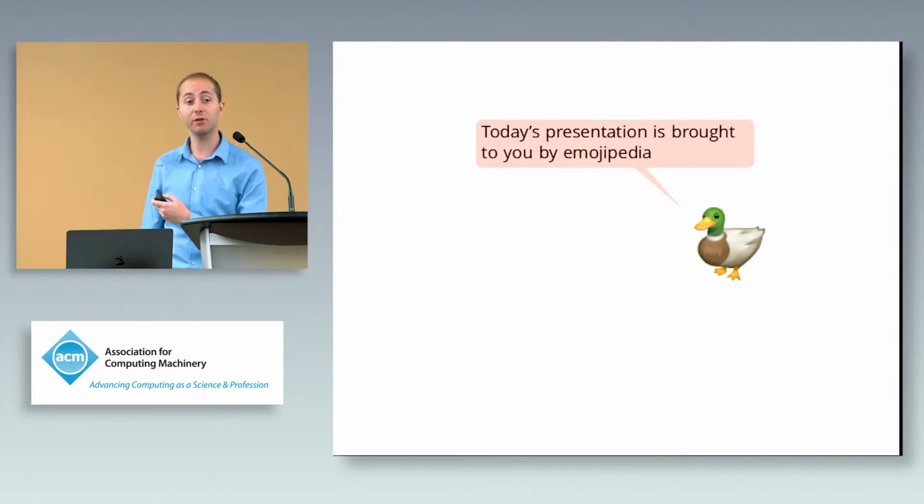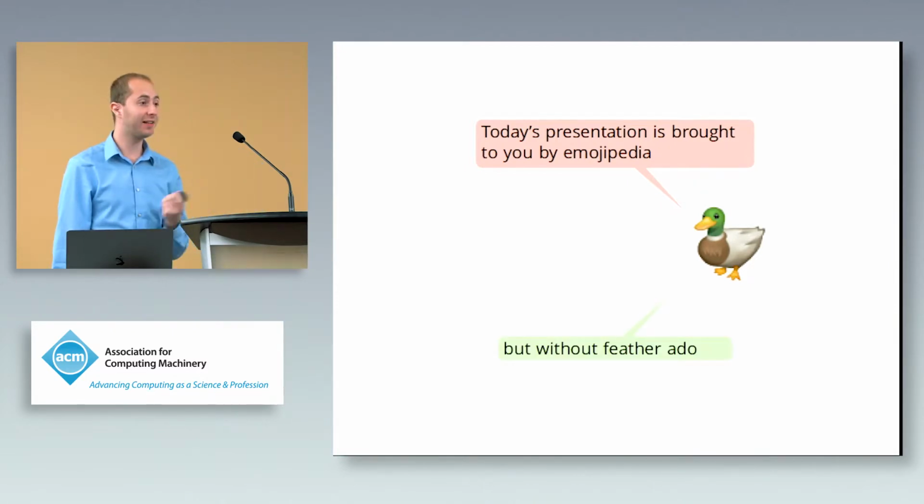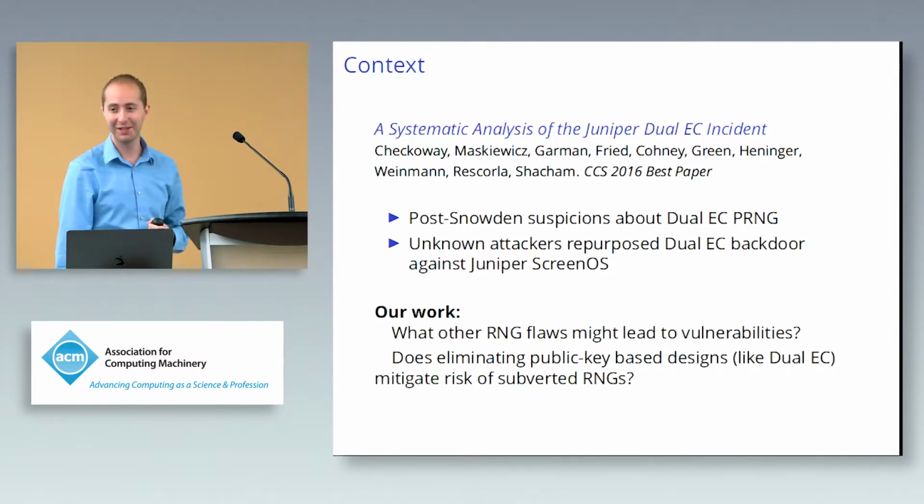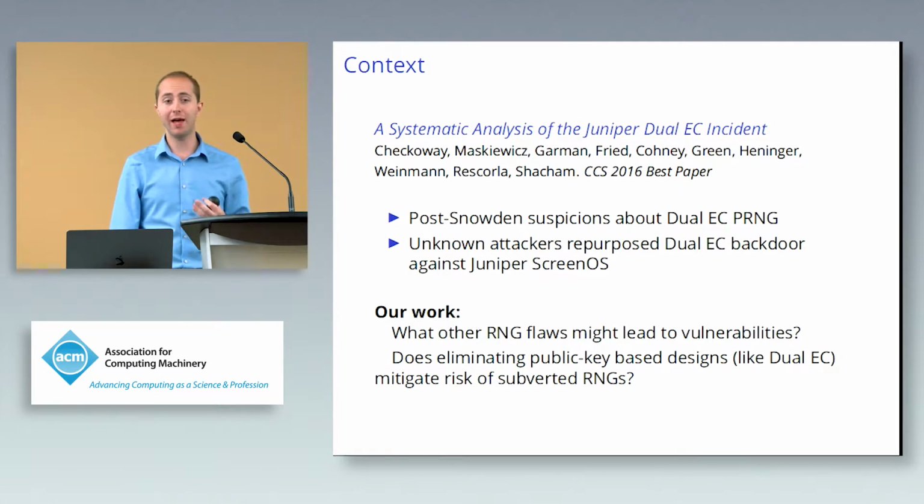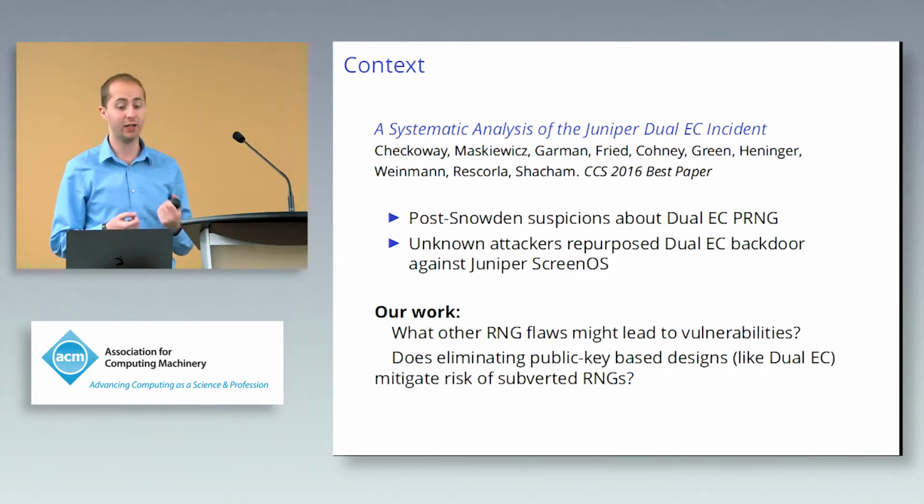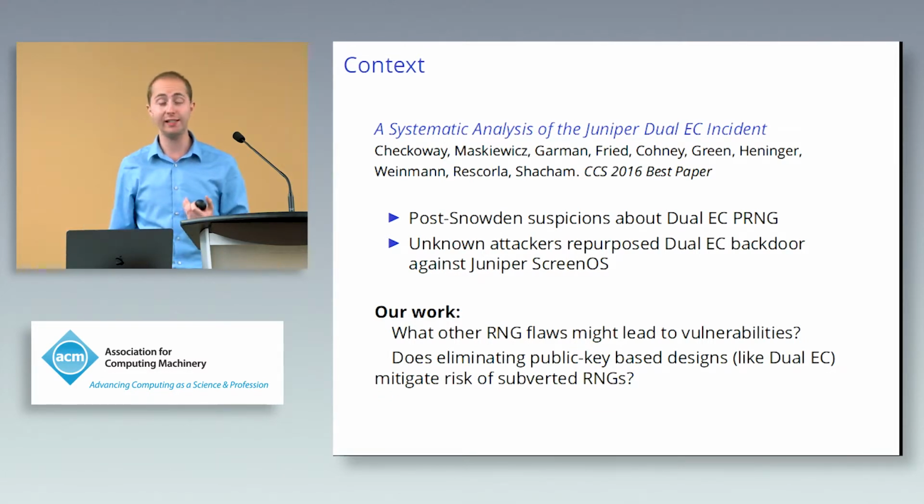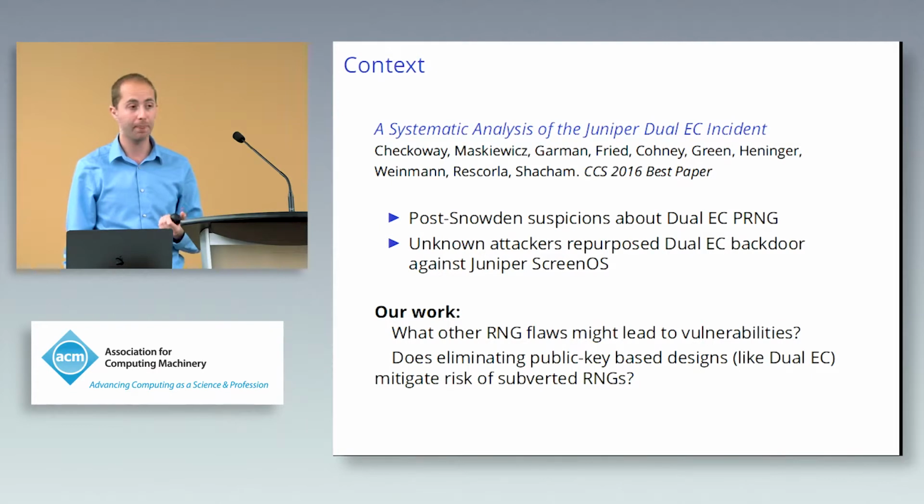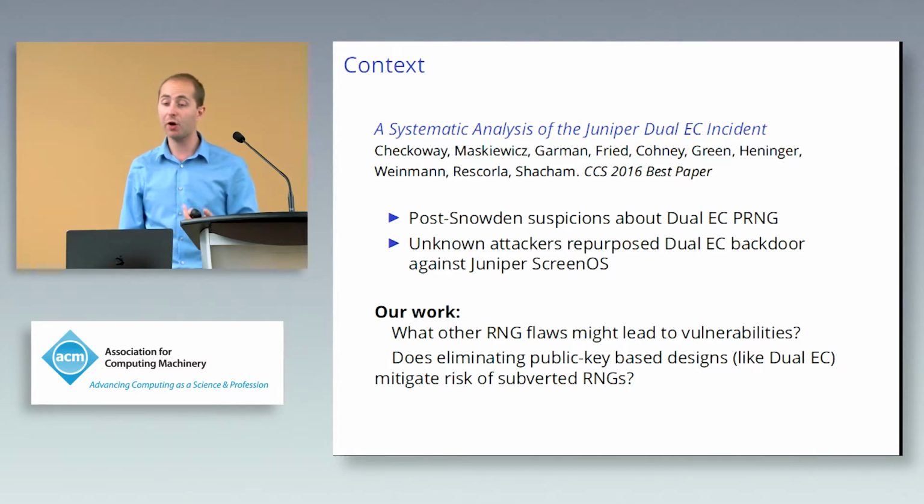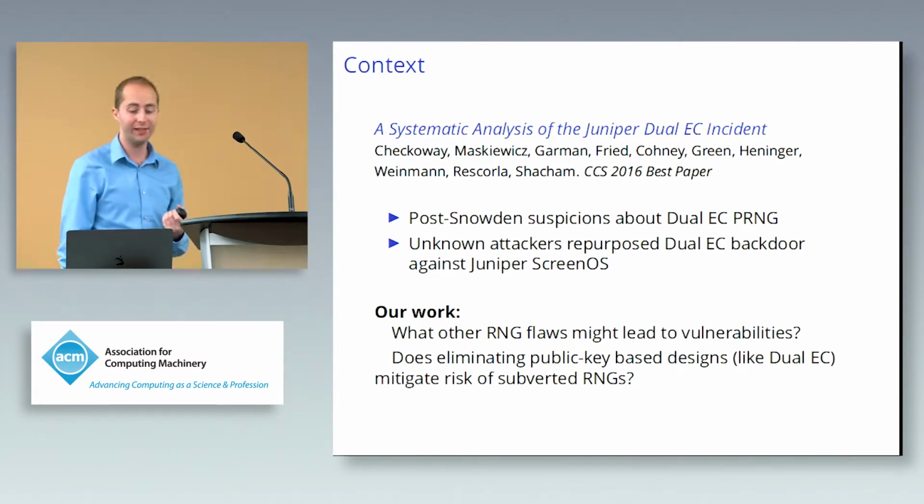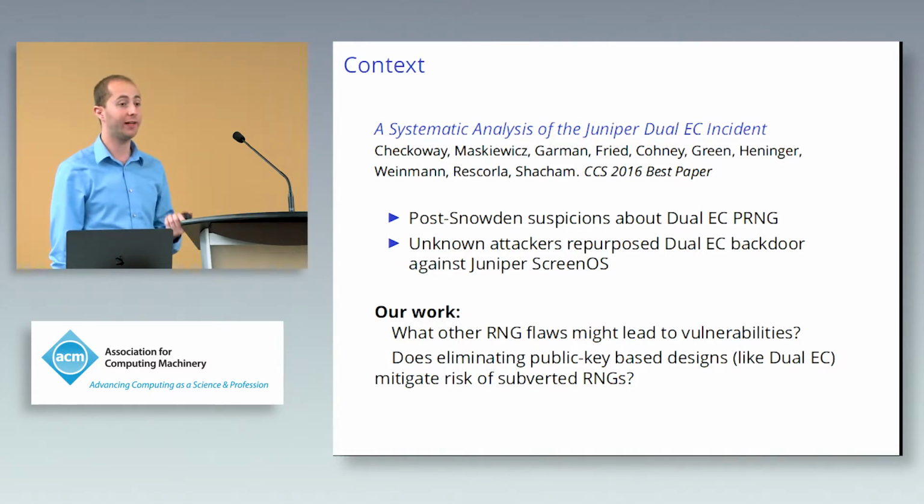And without further ado, I'll give you a little context. So everyone remembers the 2013 Snowden leaks that revealed a whole lot of interesting intelligence activities. This led to suspicions about the dual EC pseudo-random number generator. In a work that my co-authors and I presented at CCS 2016, we revealed how unknown attackers repurposed the dual EC backdoor against Juniper ScreenOS, a leading VPN manufacturer.